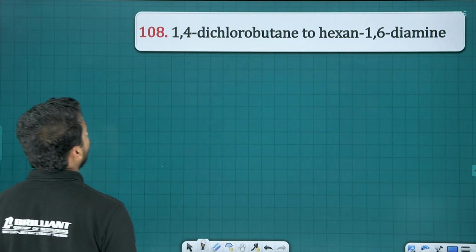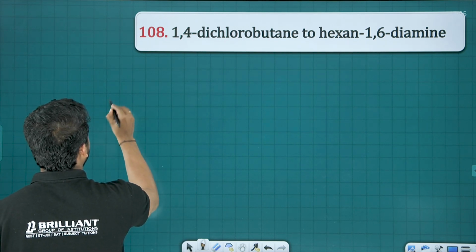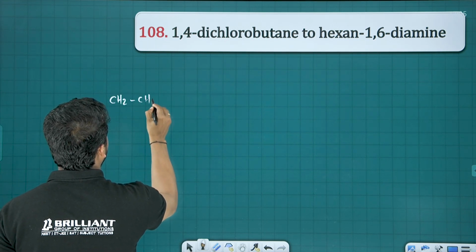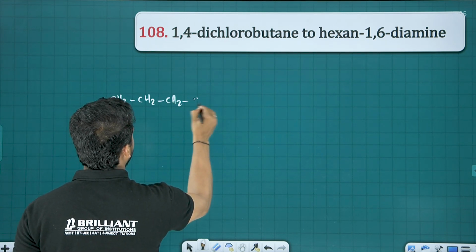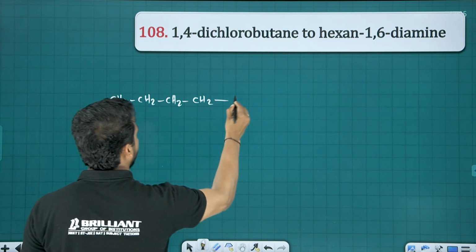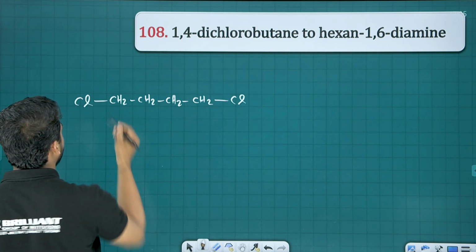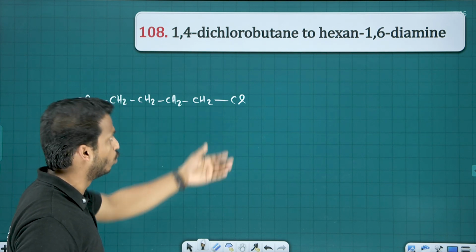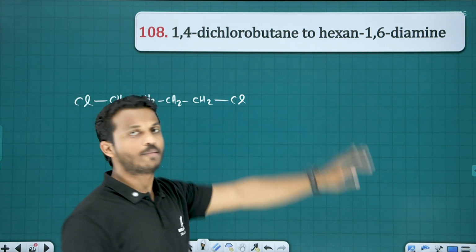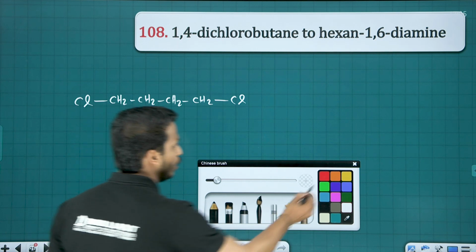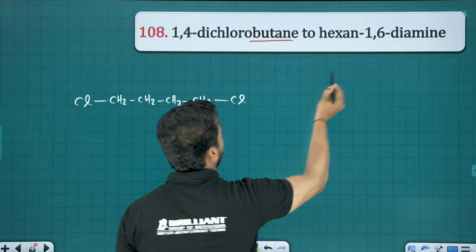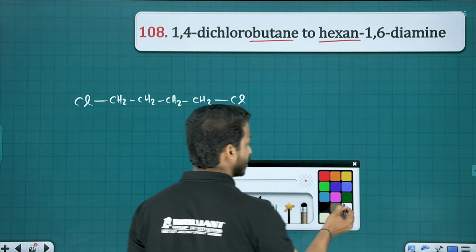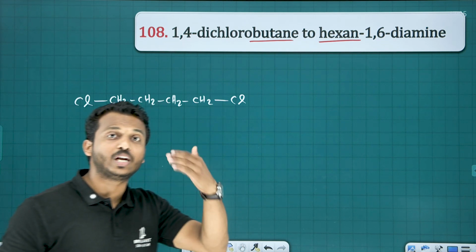Next one, 1,4-dichlorobutane. What is that? 1,4-dichlorobutane. Butane means 4 carbon. First and last position, 2 chlorine are there, right? 1,4-dichlorobutane to hexane-1,6-diamine. How many carbon in your reactant side? 4 carbon. How many carbon in your product side? 6 carbon. So 2 carbon we need to increase extra.